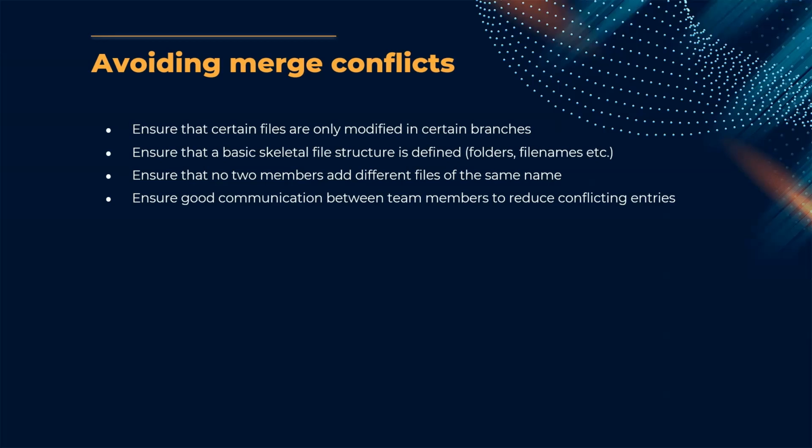So the way to avoid this is to ensure that only certain people modify certain files, and that the files are only changed in certain branches, and that there are no two people working on the same files of the same name in the same directory at the same time. So definitely, if you do that, where one person only works on one file at the same time, and that file is only for them to work on, you will not have this problem.